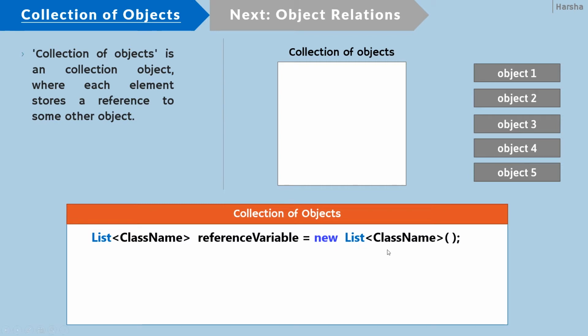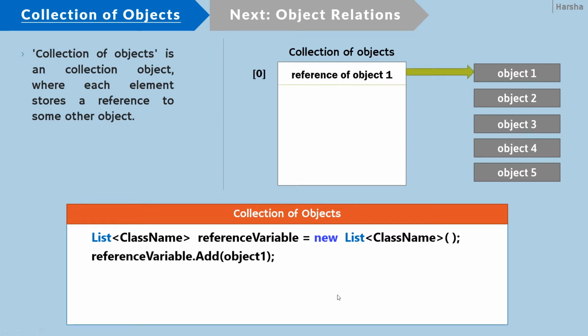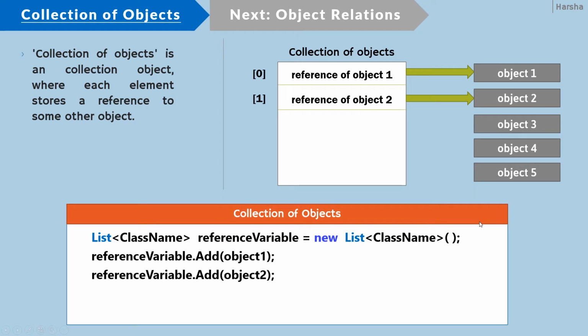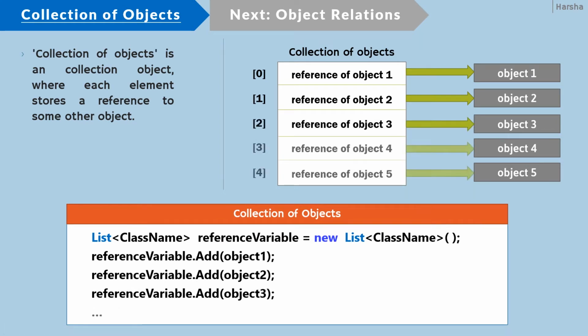For example, we have an object of list class and assume the class name is employee. Here assume employee as a custom class. You are adding an object of employee class. So the first element of the collection stores reference to the first object of employee class. Second element stores reference to the second object, and so on. So each element of the collection stores a reference to the respective object of a specific type.